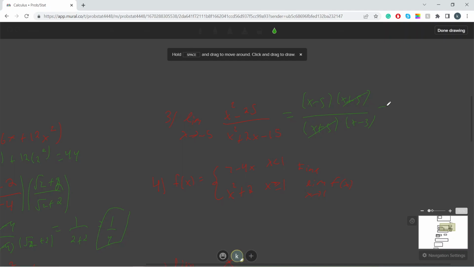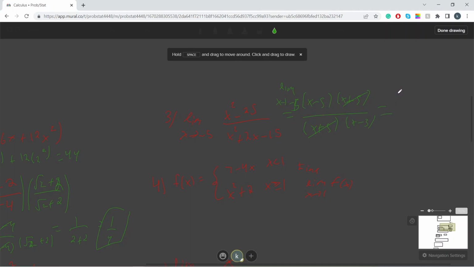And thus, this is going to equal, I should be writing the limits in here, by the way. And I should have actually done that in the second problem, but we learn from our mistakes. So we have the limit as x approaches negative 5 of x minus 5 over x minus 3.